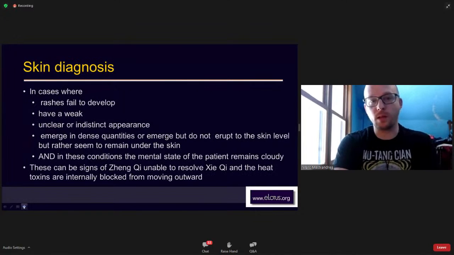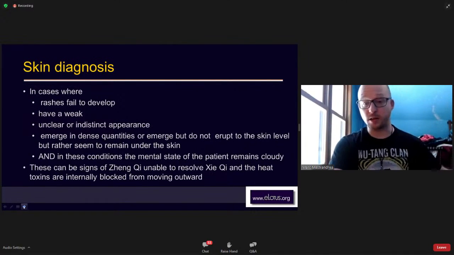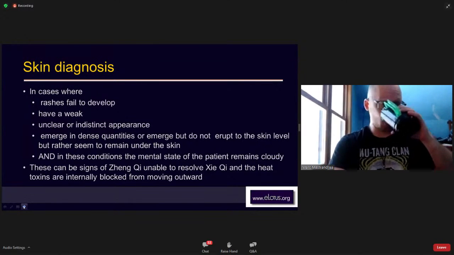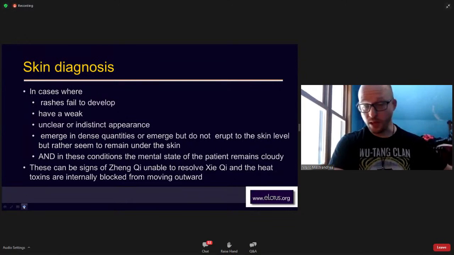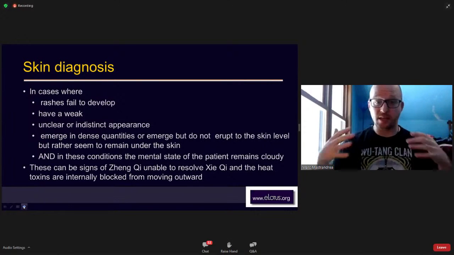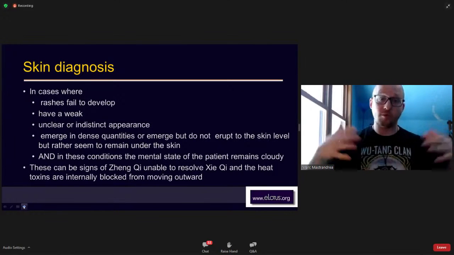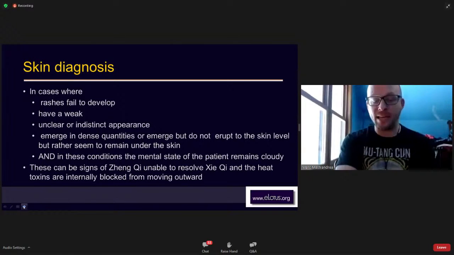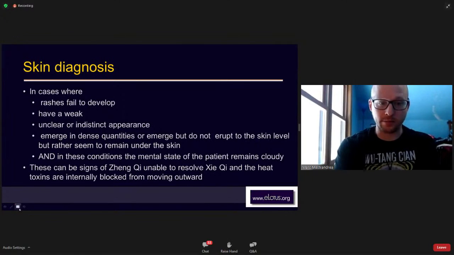So in cases where the rashes fail to develop, or they have a weak development, they're unclear or indistinct, this is where you have this idea that the Jiangqi is unable for some reason to resolve the Shi Xi, right? The heat is now blocked internally. It can't move outwards, right? So we need to promote this movement of heat outwards. We want to get this out of the body, right? We want to get these things out of the body.